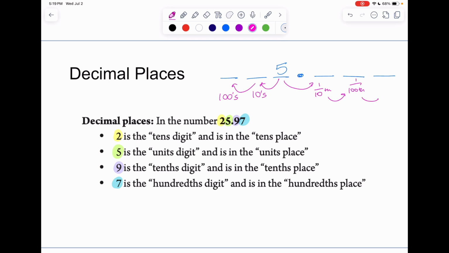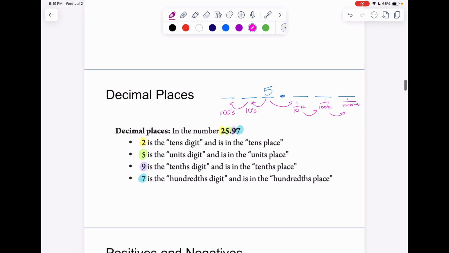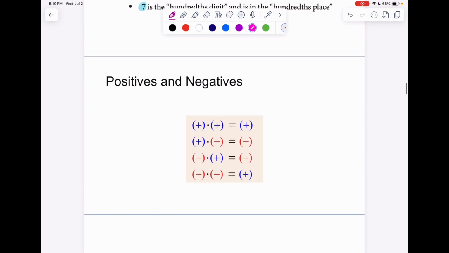And again, you might note, if you go one more, 1/1000ths. All right. So keep that in mind for those student-produced responses. If you have to round out to a certain digit, make sure you keep an eye on that.